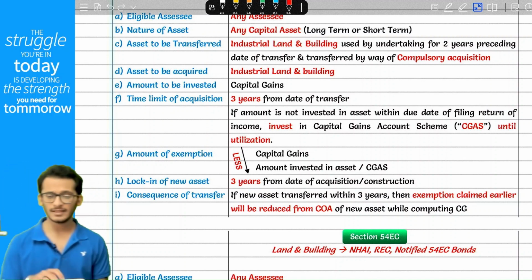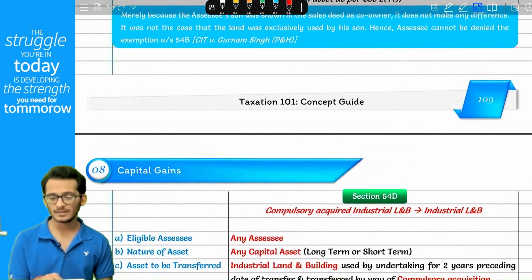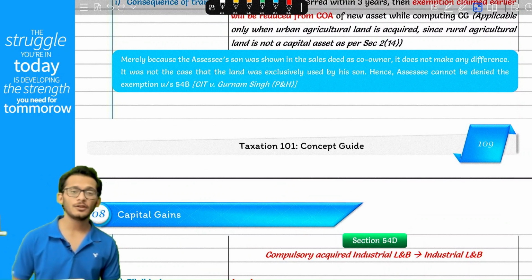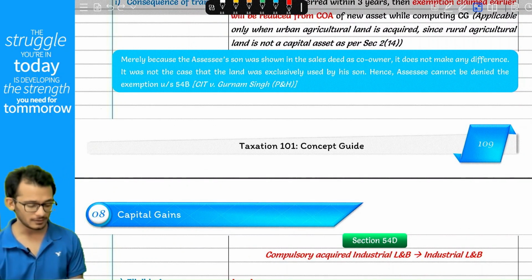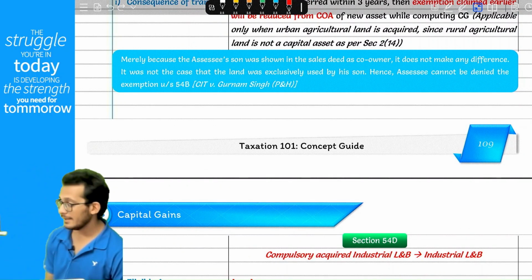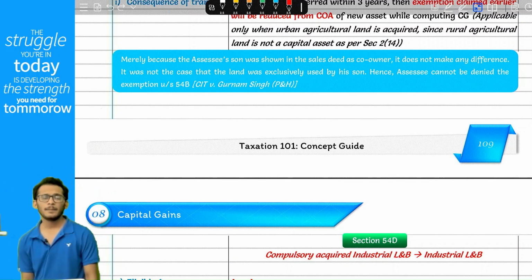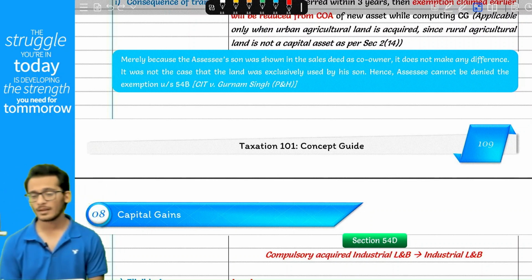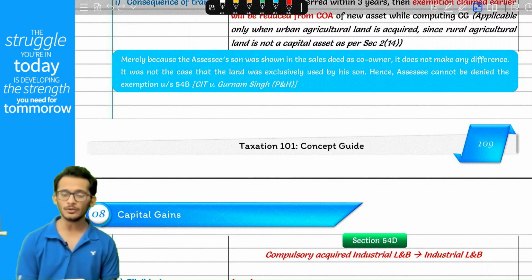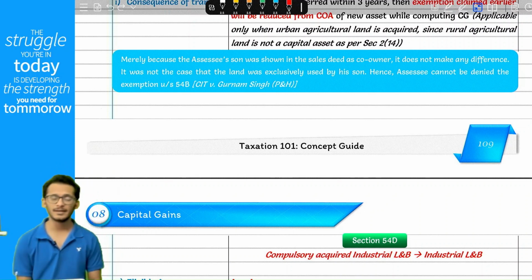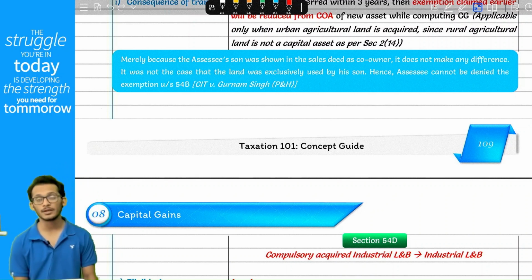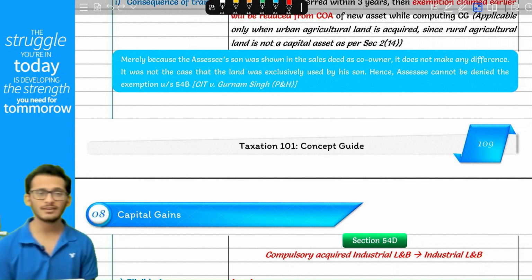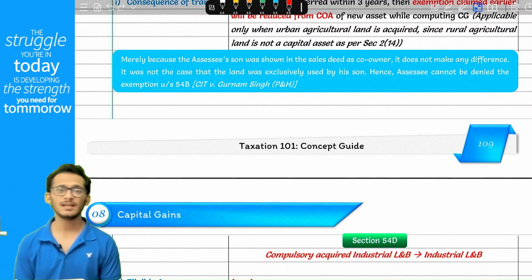The case law which is there a little bit on the top is linked to both the sections. The case law says that if you are planning to buy a land, or any other building for that matter, and the money is invested by you, but you have made your family member a co-owner, it does not change the fact that you have still invested money from your side, and therefore you are still eligible for exemptions.